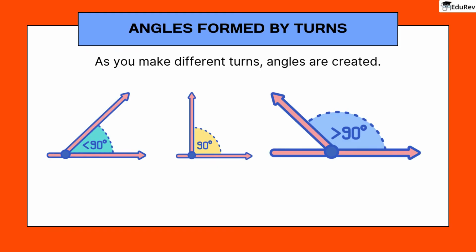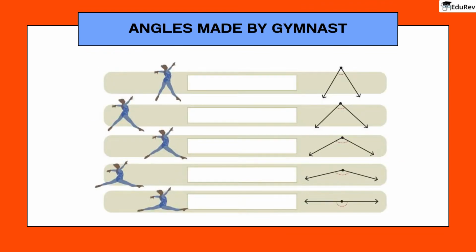Obtuse angle. When you make a turn that's bigger than a right angle but less than a half turn, you create an obtuse angle. It's an angle greater than 90 degrees but less than 180 degrees. Straight angle. A straight angle happens when you make a half turn. A half turn gives you a 180 degrees angle. Let's look at how we can measure angles and turns using some fun activities.